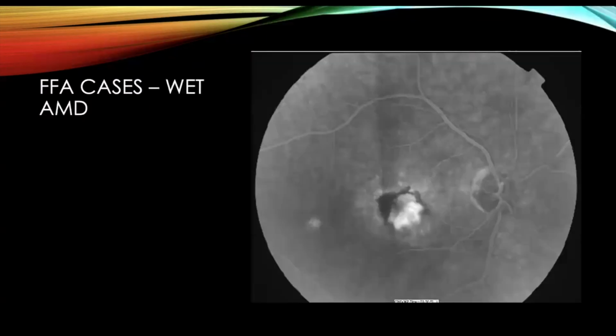And then, for example, you've got this case with a CNV. You can see again this area of blockage, potentially a macular bleed, and then this area of leakage here, which over the course of the FFA you will note gets bigger and brighter, and that tells you that there's a neovascular membrane there leaking.